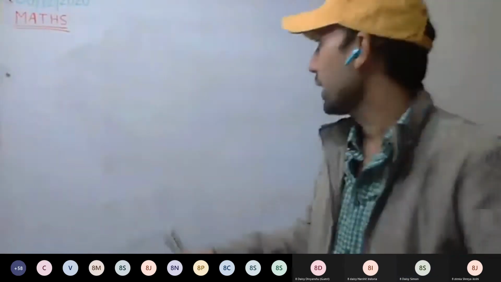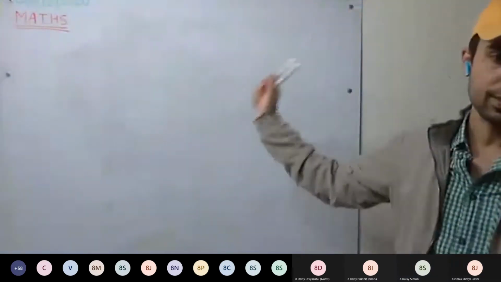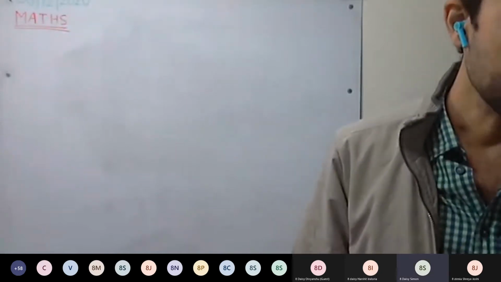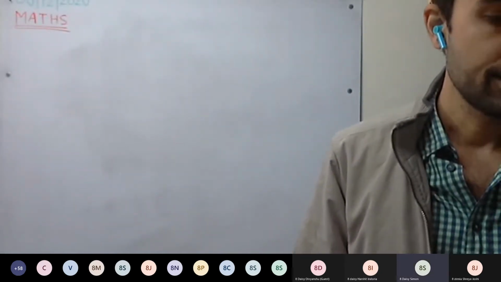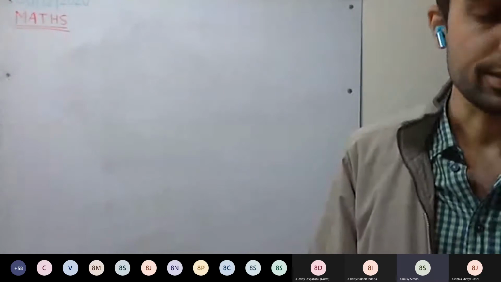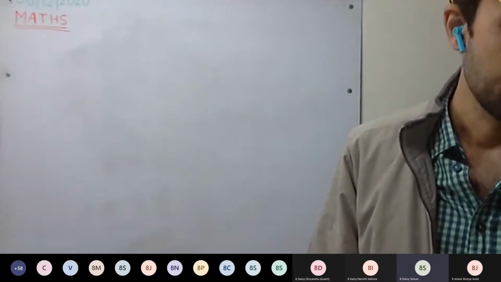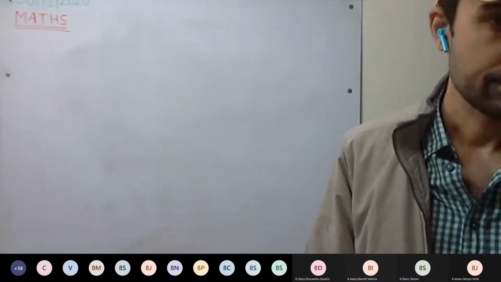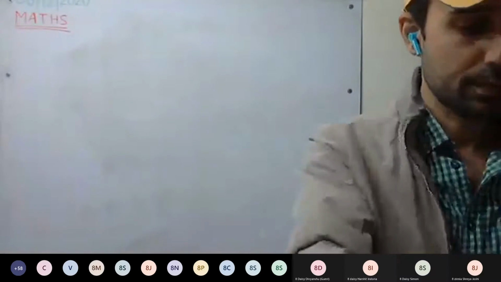Okay, what you will be doing? The sum of interior angles of a quadrilateral equals 360 degrees. Then x plus minus 108 degrees plus 236, minus 236. Yes. Everyone solve it.